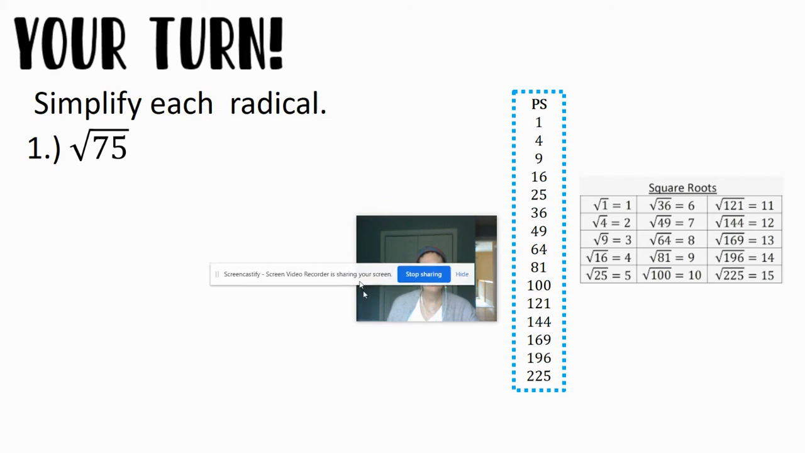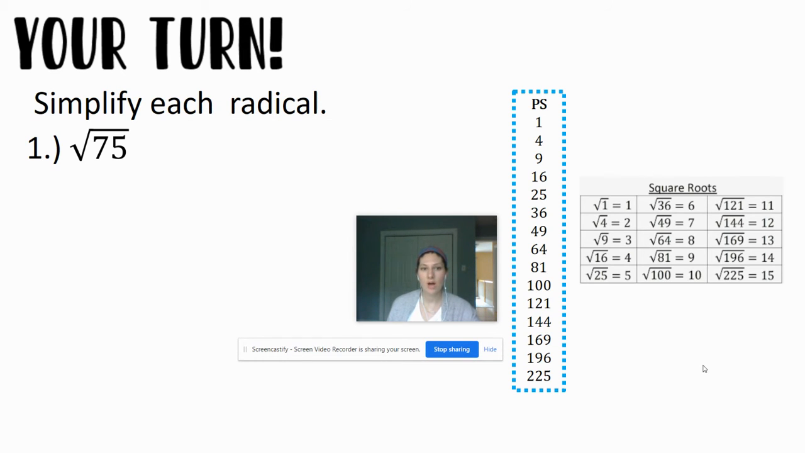All right, let's see if you got this down. So I'm going to give you 30 seconds on the clock. I want you to simplify this radical. So square root of 75, what would that simplify to be?